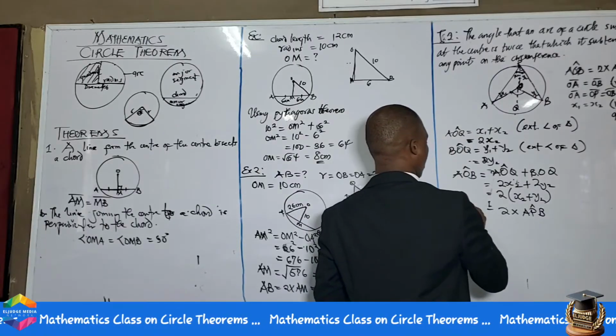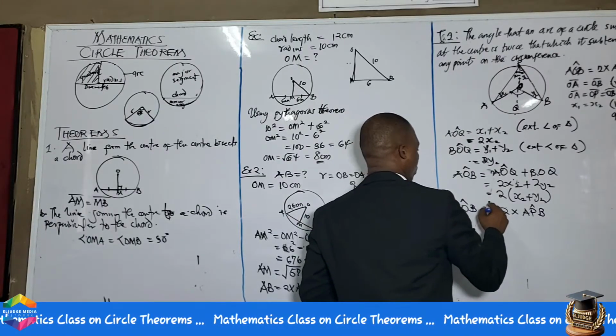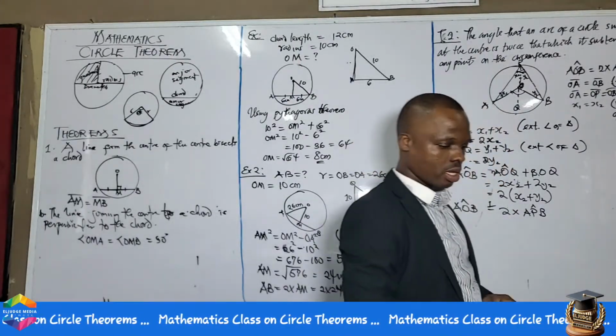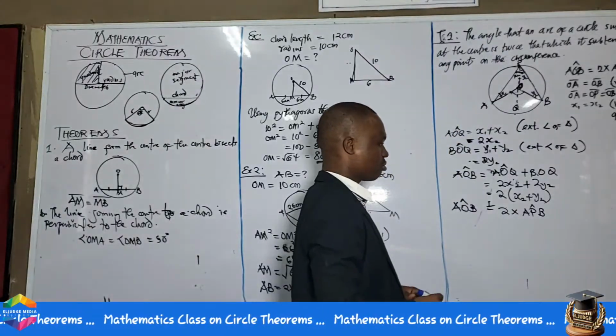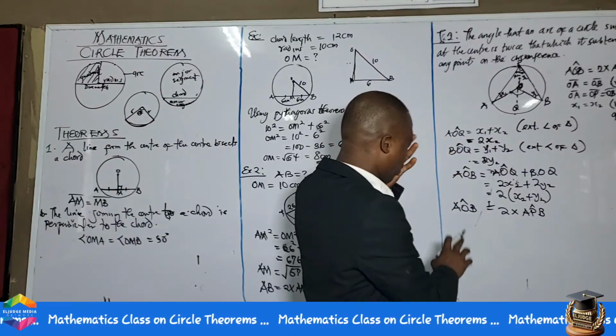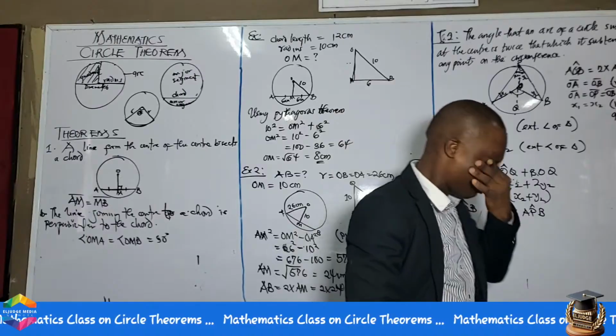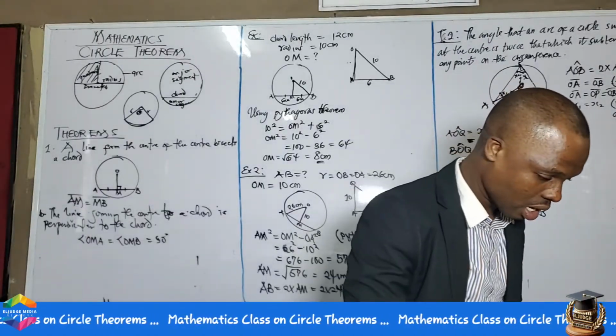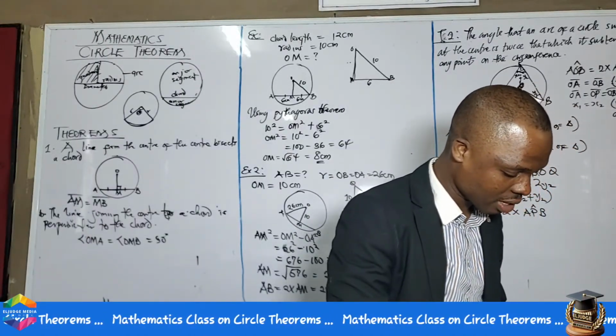So AOB equals 2 times APB. So we have been able to prove that. I am not going to go too deep into this. Let's solve some questions. Let's look at a question here.